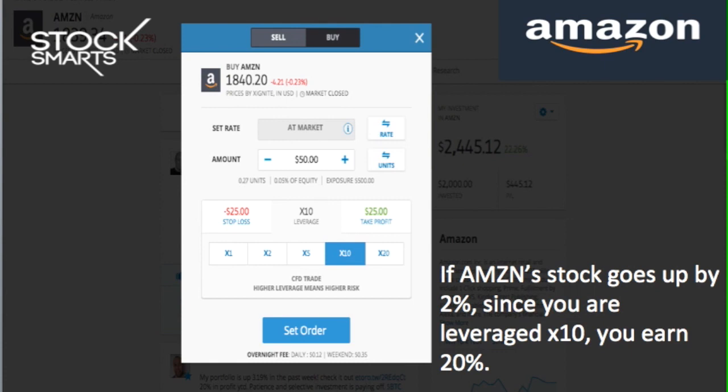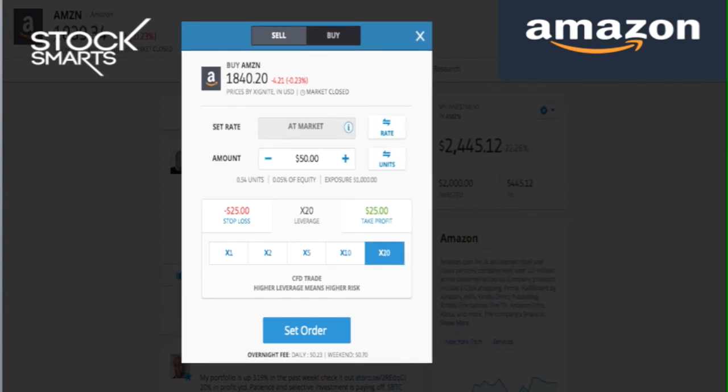So think about it. In the stock market, a stock goes up 2%, you earn 2% if you're directly invested in stocks. However, if you are leveraged, you are using CFDs, it only has to go up by 2% and you now earn 20%. That actually means also that if you place $50, it goes up by 2% and you're directly invested in stocks, you only earn $1. However, if you're leveraged by times 10, 20% means that you earn $10 for the $50 that you've placed in it.